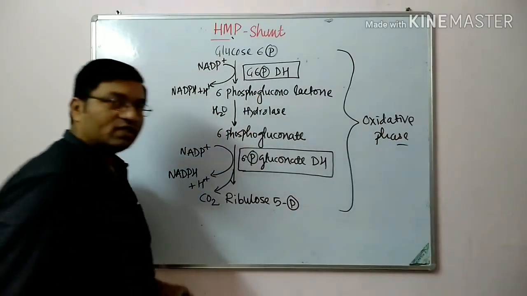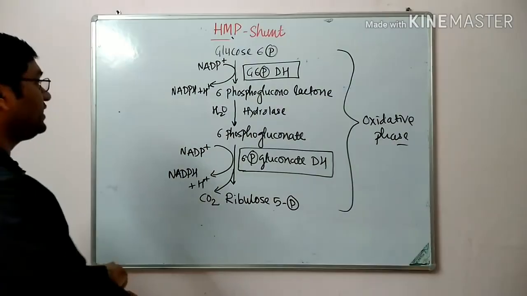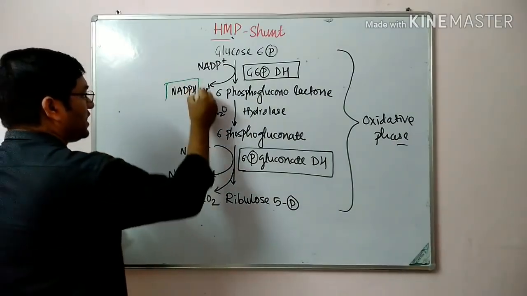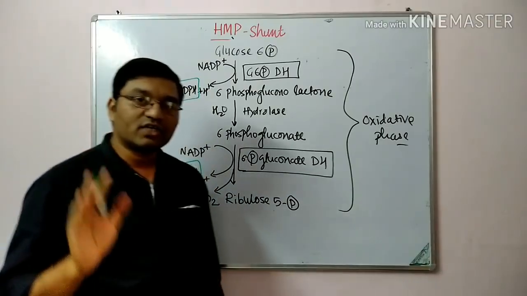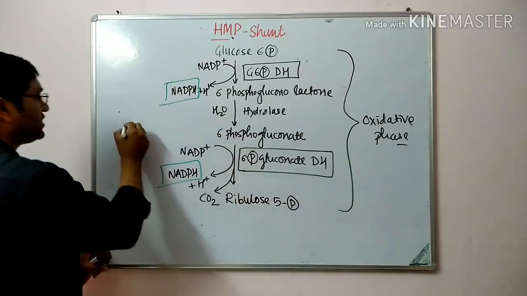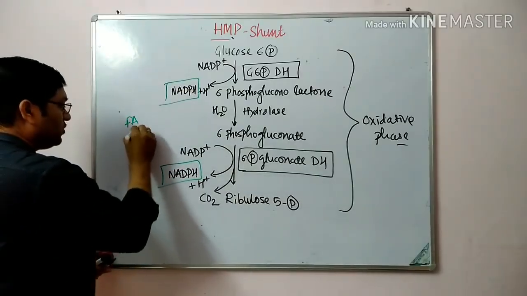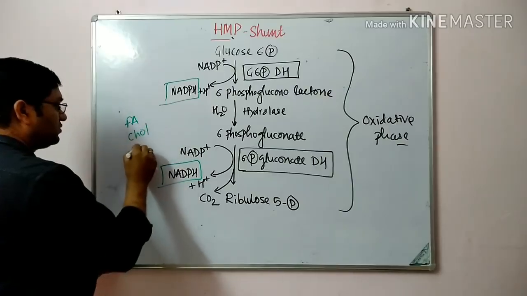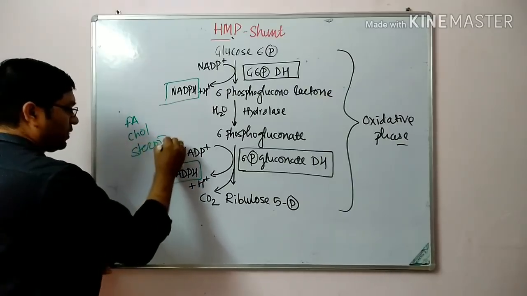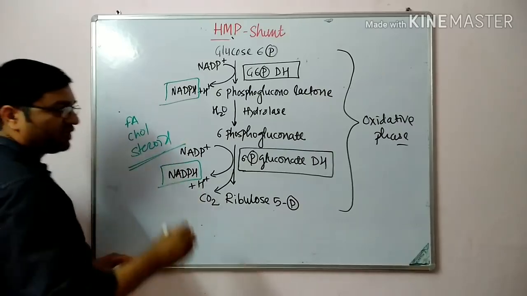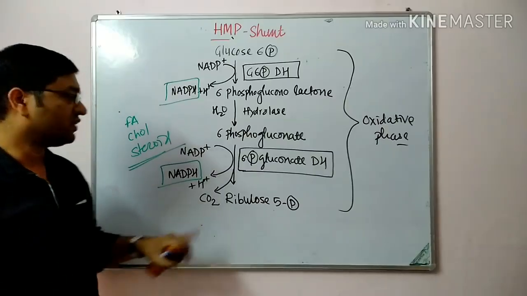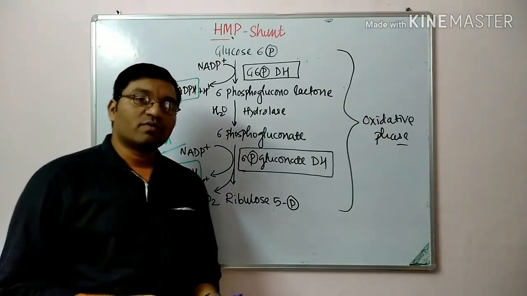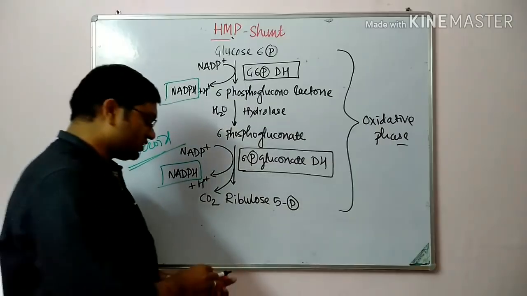It is important in the generation of NADPH. So this NADPH is utilized for reductive biosynthesis, that is, it is utilized for fatty acid synthesis, cholesterol synthesis and steroid synthesis. So this pathway occurs mainly in the liver and adipose tissue. Now coming to the non-oxidative phase of this pathway.